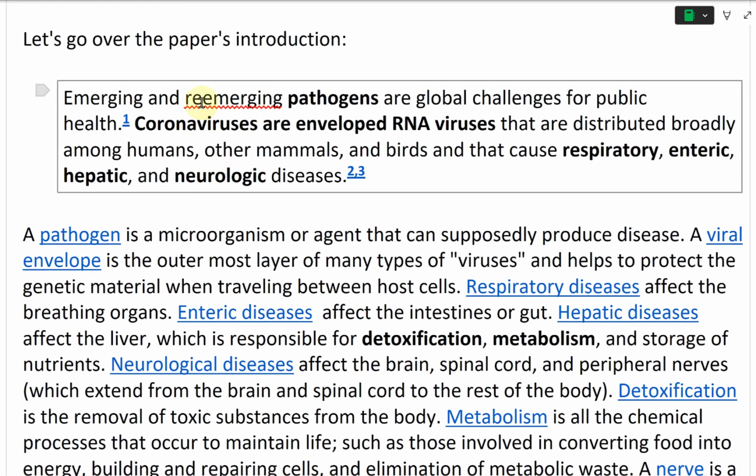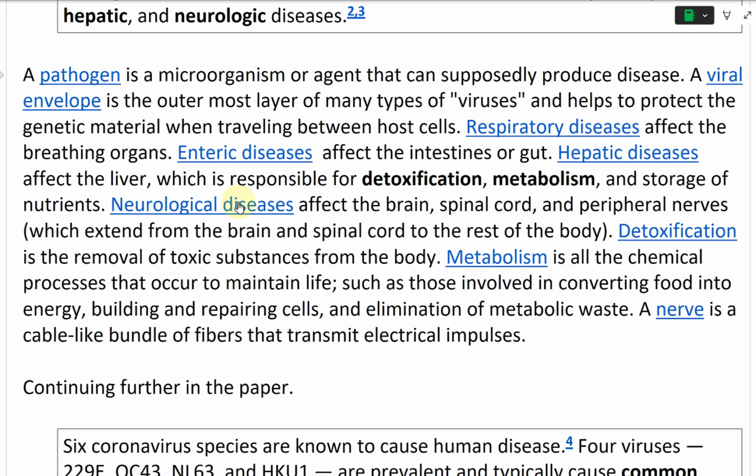So, emerging and re-emerging pathogens are global challenges for public health. And coronaviruses are enveloped RNA viruses that are distributed broadly among humans, other mammals, and birds that cause respiratory, enteric, hepatic, and neurological diseases. Yes, that's a big claim there. But again, these are all just assumed in this paper.